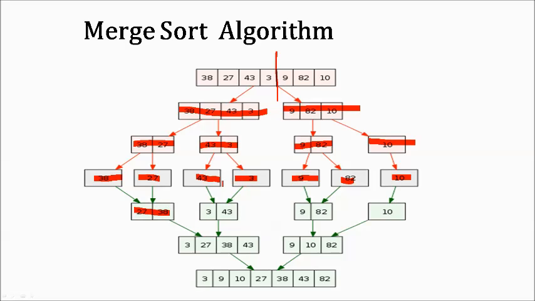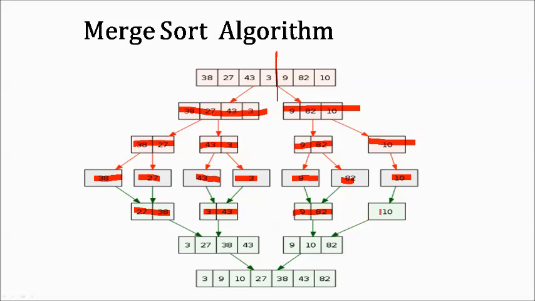Next, we have 43 and 3. 43 is greater than 3. So meaning to say, again, they have to swap. That's how we arrive at 3, 43. Next, 9 and 82. Okay, is 9 less than 82? Yes. So since it's in the correct place, let's just write it up and merge.